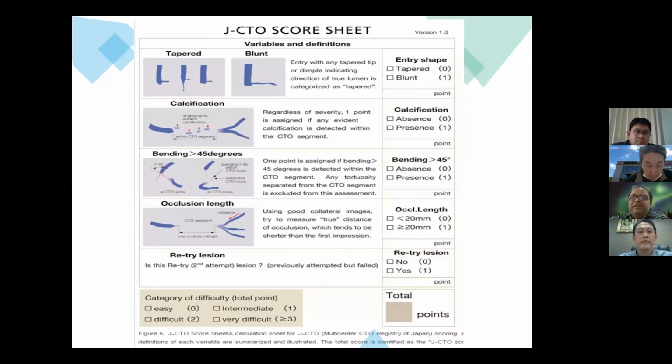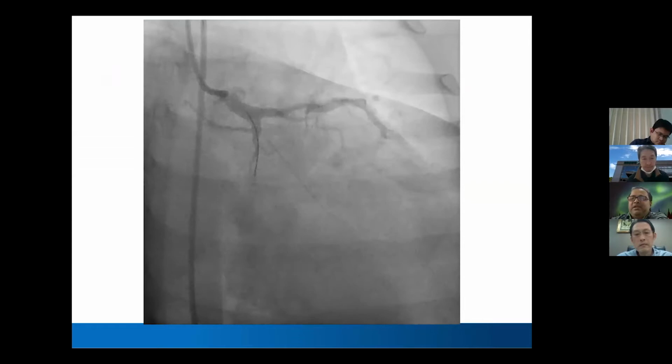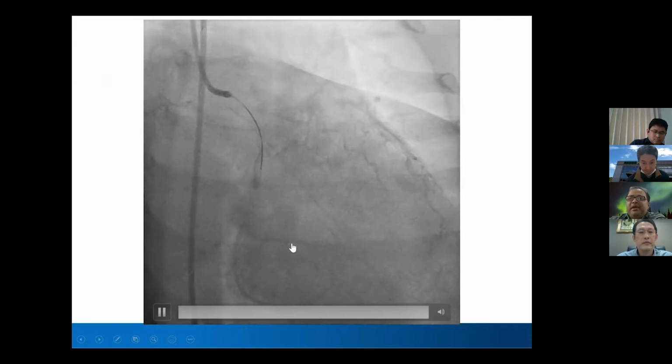For the JCTO score, the entry point was blunt, there was no calcification we could see, no bending, the length was more than 20 millimeters, and it was a retry, so at least 3. Initially, we tried with a Finecross microcatheter and a Fielder XT-A wire, to see whether we could cross or not.